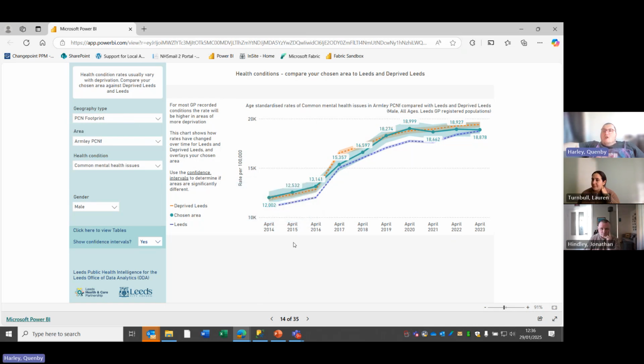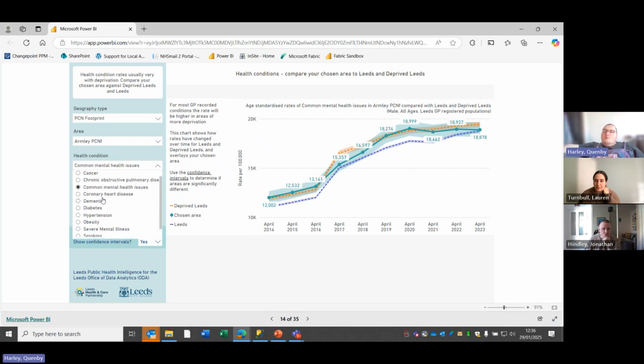Yeah, and that's showing me, okay, that's quite closely related. The Armley rate is higher than the Leeds rate, but it's sometimes statistically significant, sometimes it's not, but it seems to be mapping the trend. It seems to be matching the trend quite closely. So it's maybe a little bit higher, but it's mostly consistent with the Leeds rate.